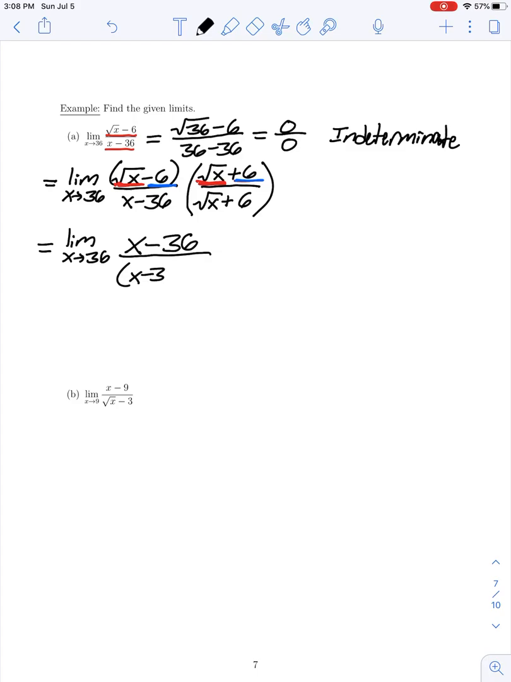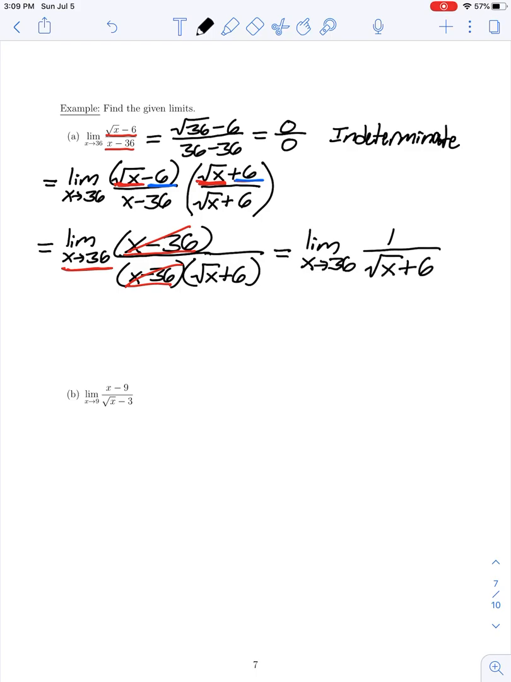And then we're dividing by, well, we had x minus 36, which we were then multiplying by the square root of x plus 6. So at this stage, we see that there is a common factor of x minus 36 on top and bottom, which we can cancel out since x is only approaching 36. And we're left with the limit as x approaches 36 of 1 over the square root of x plus 6. So after we've simplified our function, we can now evaluate by plugging in the given value of x. So we would have 1 over the square root of 36, which is 6, plus 6, and we're left with 1/12.